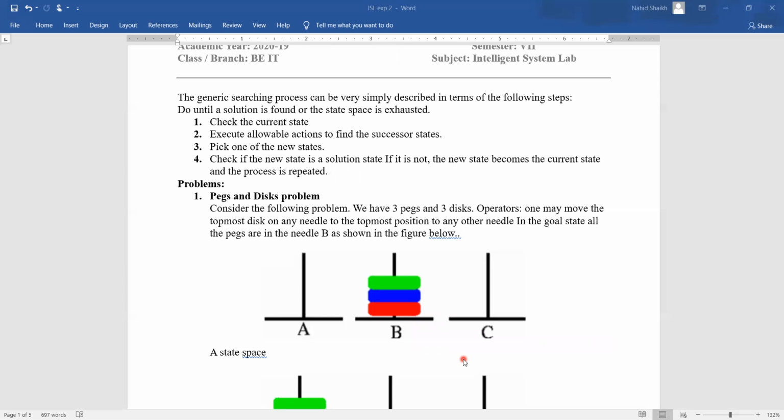I can just define it in words instead of writing. There will be n number of combinations possible even for this small problem. So I can define it like this: there are three pegs, three disks, and I can have any disk in any peg, and that can be the combination of all states possible.